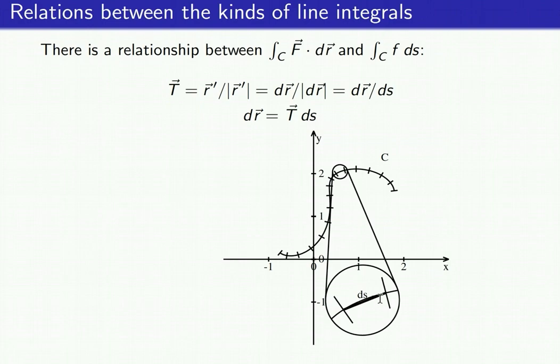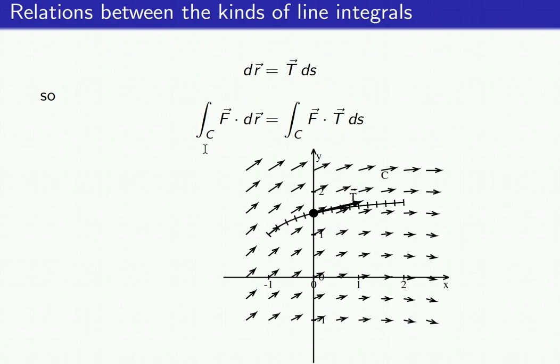Actually, of course, this is not exactly the T. T is supposed to be tangent to this, but in the limit, as you get smaller and smaller, finer and finer subdivisions, that's the direction that it's going to be pointing. So dr is T ds.